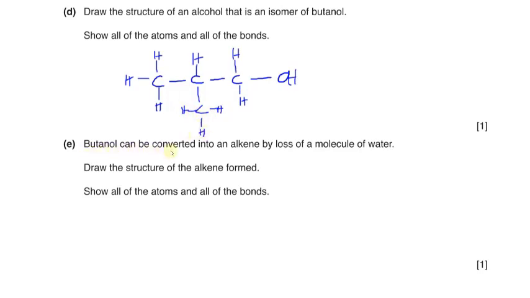Next, butanol can be converted into an alkene by the loss of a water molecule. Draw the structure of an alkene. You need to know that alkenes contain a carbon-carbon double bond. Butanol will produce butene. Butene should have 4 carbons, so we can put a double bond anywhere, like over here, no problem in it. Then you complete the valencies like this.